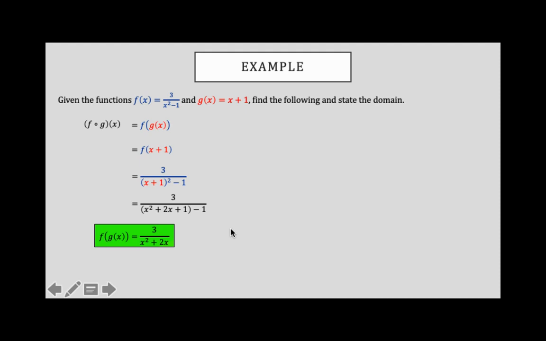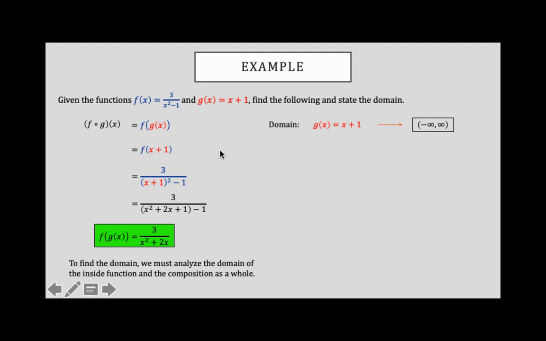Now let's see if we can determine our domain. To find the domain, we must analyze the domain of the inside function and the composition as a whole. Let's look at our inside function first. Well, the inside function g of x is equal to x plus 1. Again, there are going to be no restrictions on domain. I don't have to worry about dividing by 0 or negatives inside of radicals.